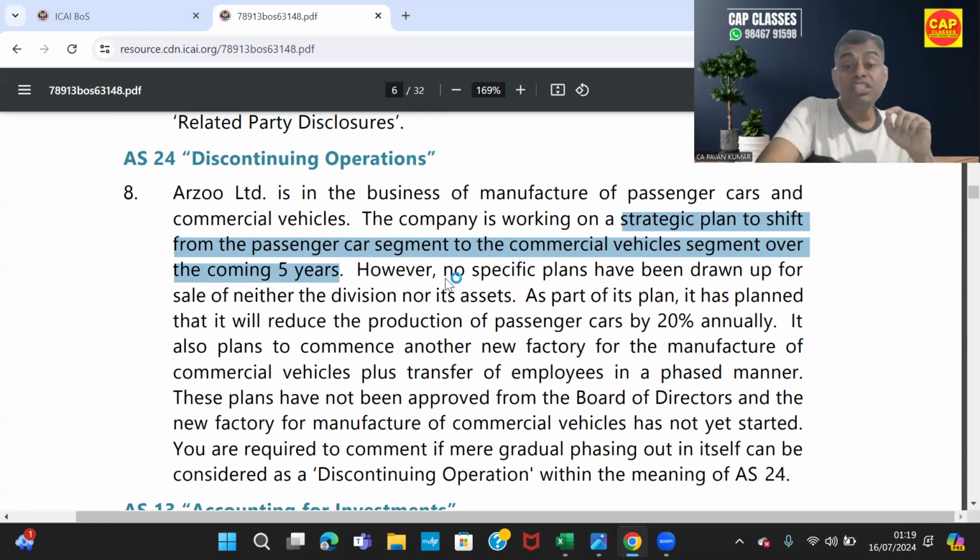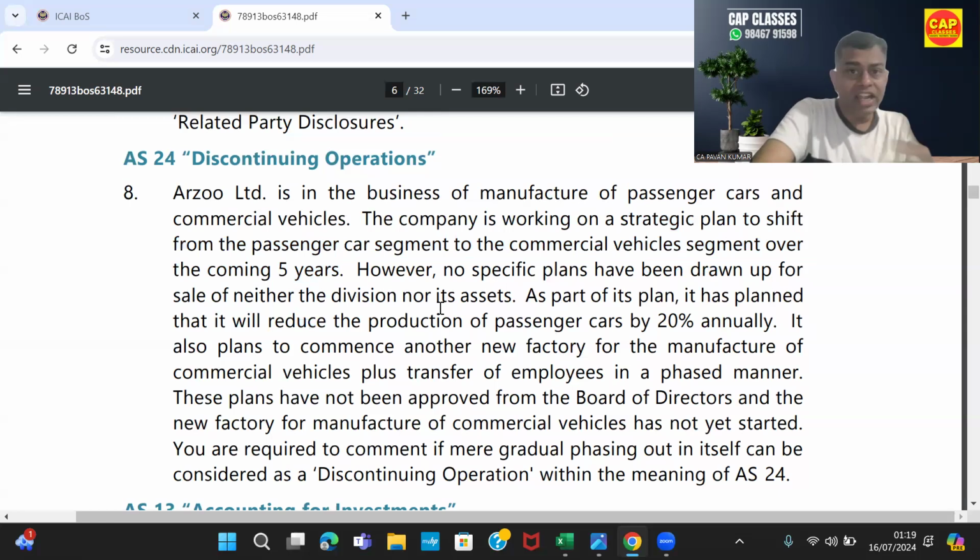However, no specific plans have been drawn up for sale of either the division or its assets. So I am not closing down the division. I am not selling the division. I am not selling the assets of the division. I'm not shutting it down. I'm not abandoning it. No specific plans have been drawn up.